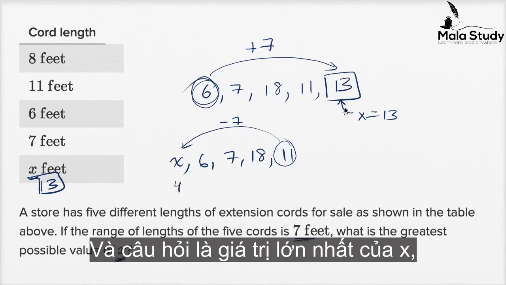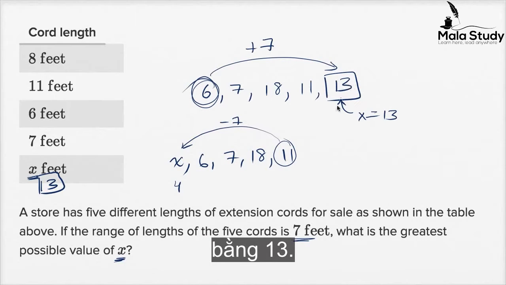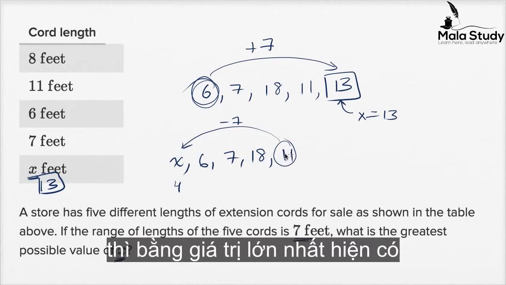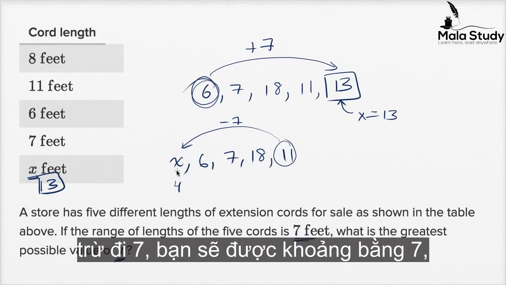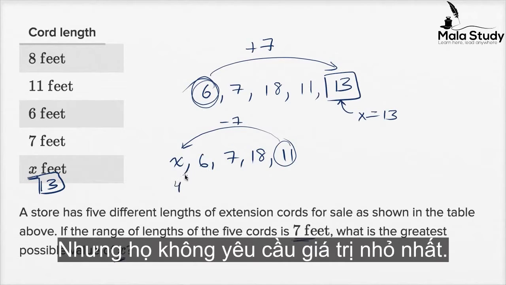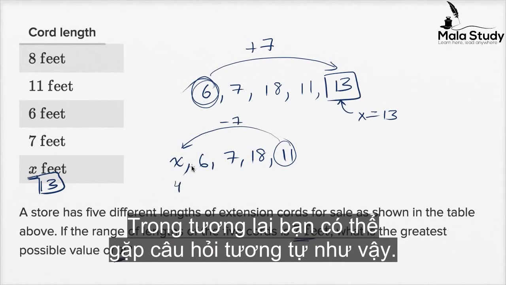So this question says, what's the highest possible value of x? It's 13. But if it said, what's the lowest possible value of x? Then it would be the existing high, minus 7, so that you can get a range of 7. And so in that case, you would have gotten 4. But that's not what they asked us. I'm just saying, in the future, you might see a question like that.